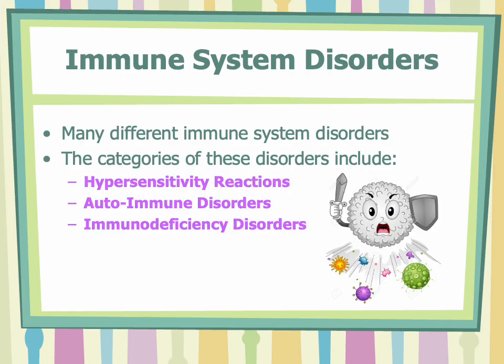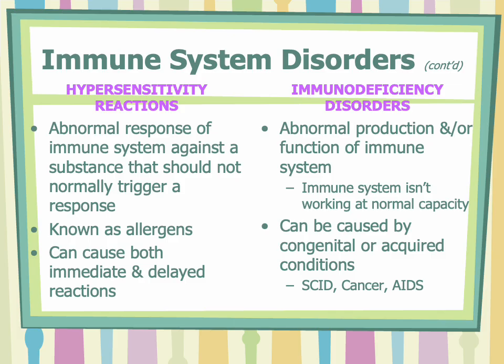Then we have our immune system disorders. We have hypersensitivity reactions, autoimmune disorders, and immunodeficiency disorders. So hypersensitivity reactions, think about all the allergic reactions that can be dangerous to our lives, such as people who are so allergic to, for example, peanuts, and it can create immediate or delayed reactions, and it can be life-threatening. Then in the immunodeficiency disorders, the immune system isn't working at normal capacity, hence we are not protected from getting an infection. You can see that in acquired immunodeficiency syndrome or in someone who's being treated for cancer.